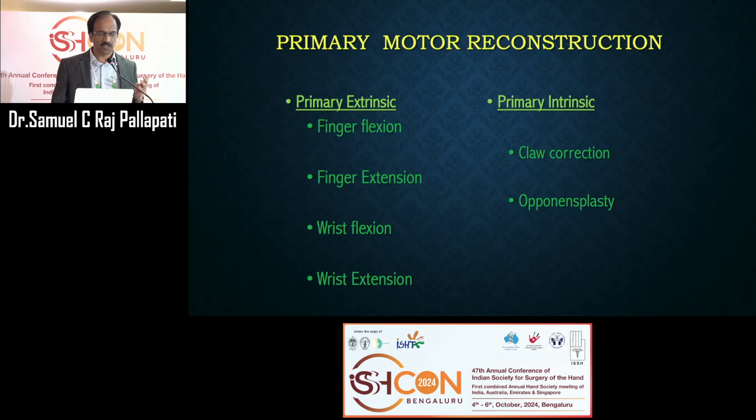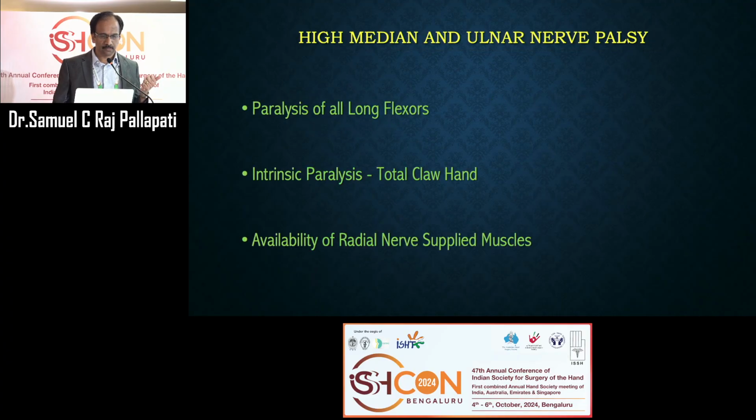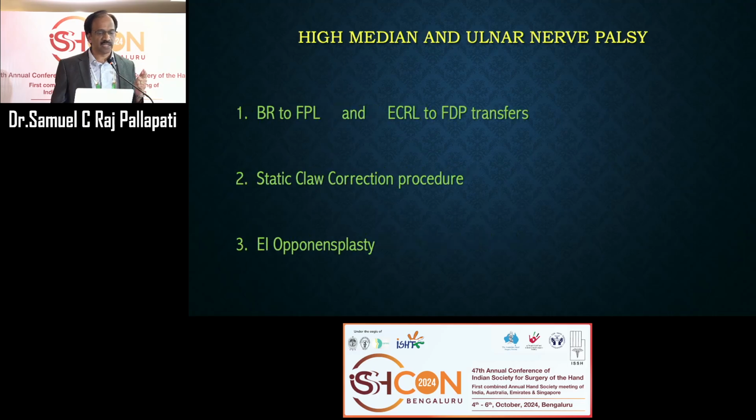What is usually deficient in proximal injuries? Finger flexion, finger extension, wrist flexion, and if the radial nerve is also involved, wrist extension. Primary intrinsic deficits are a claw hand and an adducted and supinated thumb. Again, the same thing: paralysis of all long flexors, intrinsic paralysis, total claw hand, but there is availability of radial nerve supplied muscles for reconstruction. The standard set of transfers that we usually do is BR to FPL for thumb flexion, ECRL to FDP for finger flexion, and thereafter a static claw hand procedure and EIP opponensplasty.